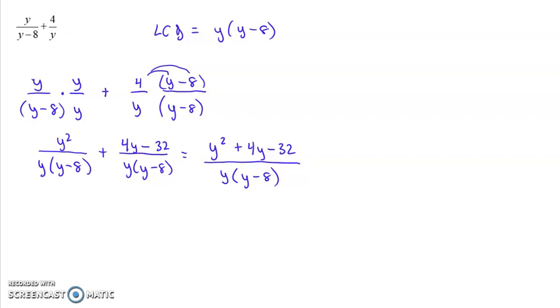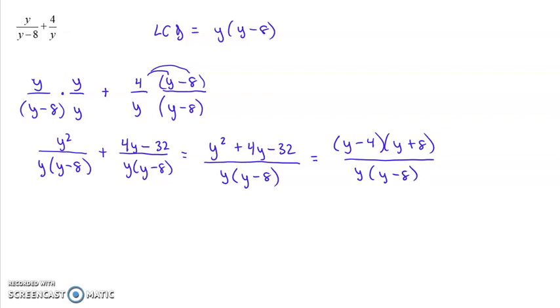You can always factor that numerator and check to see if there's any common factors in case you could reduce it. This numerator is going to factor into y minus 4 and y plus 8. And our denominator would stay the same.